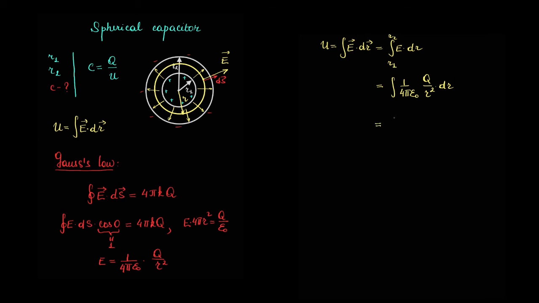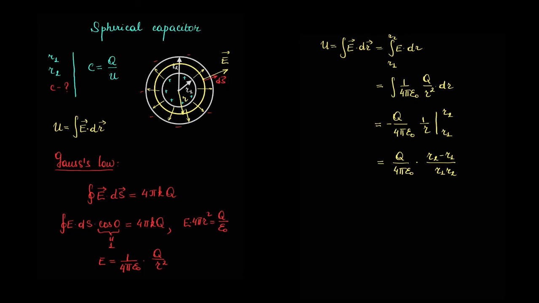Then we get q over 4 pi epsilon 0 multiplied by minus 1 over r, with the integration going from r1 to r2. If you simplify it further, you get q over 4 pi epsilon 0 multiplied by r2 minus r1 divided by r1 r2.